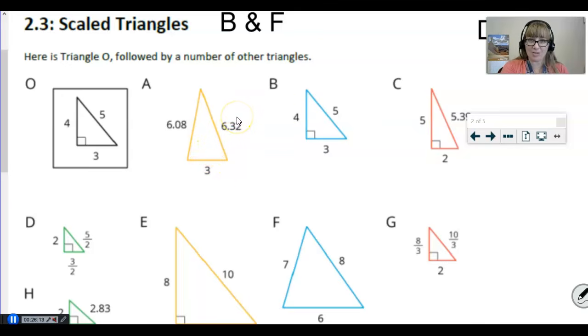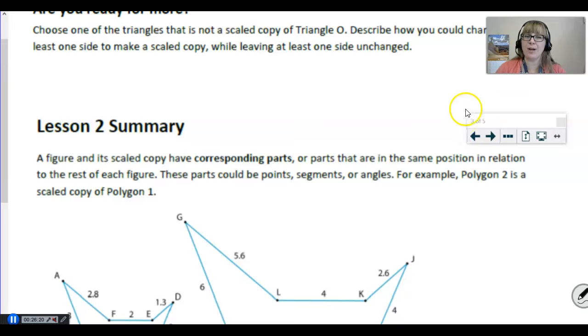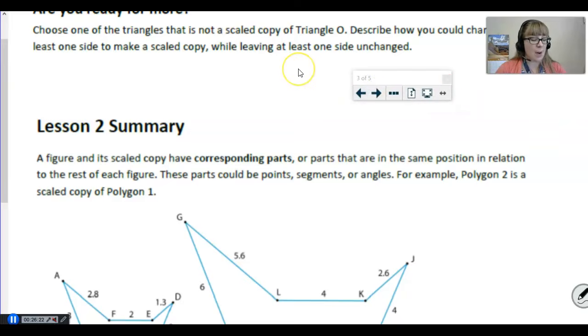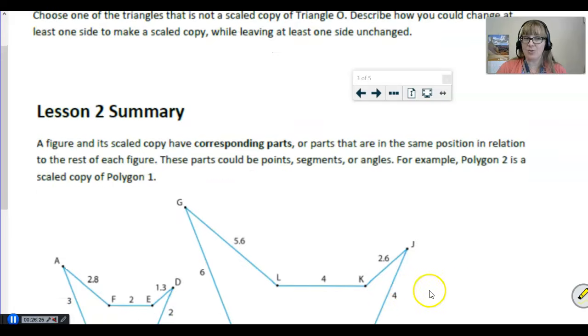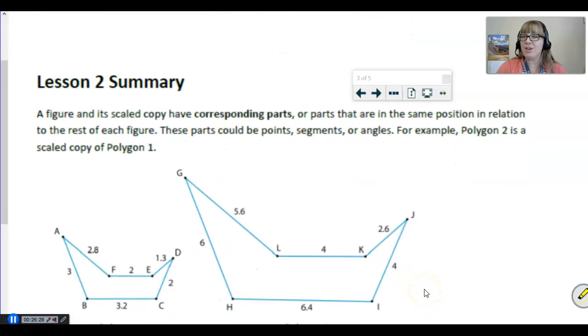That's your challenge question, and I'm not going to go over any more. That's just to give your brain a little something extra to do. Challenge yourself. And now we're ready for our Lesson 2 summary. I'm going to be highlighting the important pieces of information, and I think it's a good idea for you to highlight as well. A figure and its scaled copy have corresponding parts. Or in other words, that's parts that are in the same position in relation to the rest of the figure.